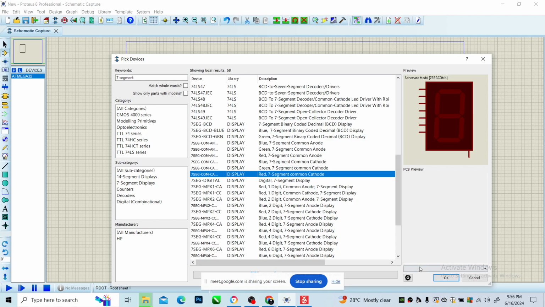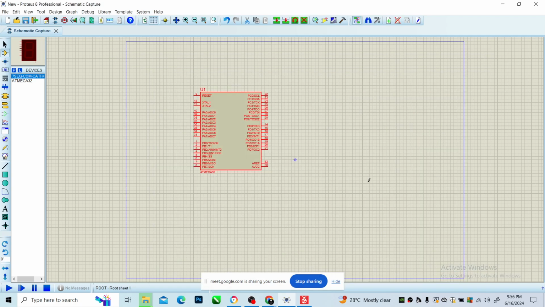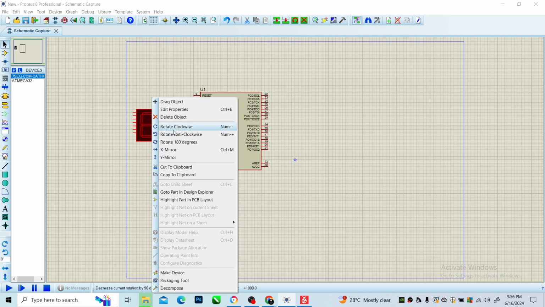Let's use... so what I could do is to just flip this in horizontal direction.